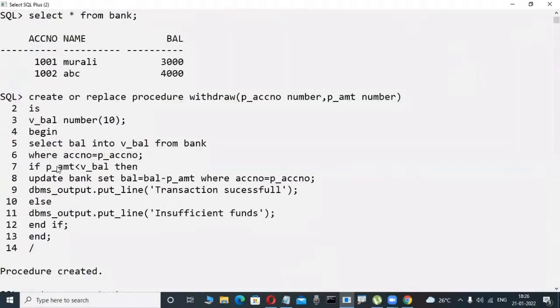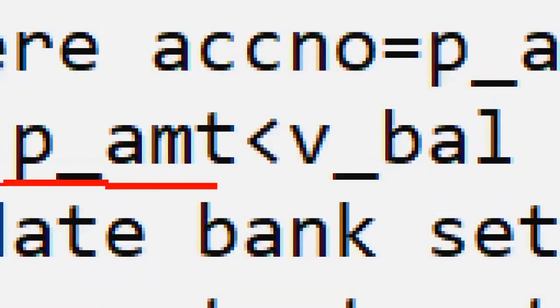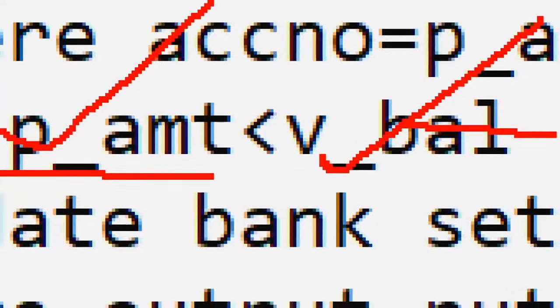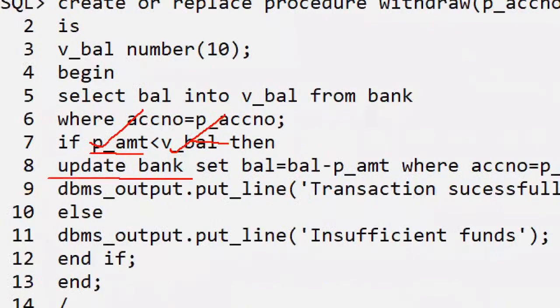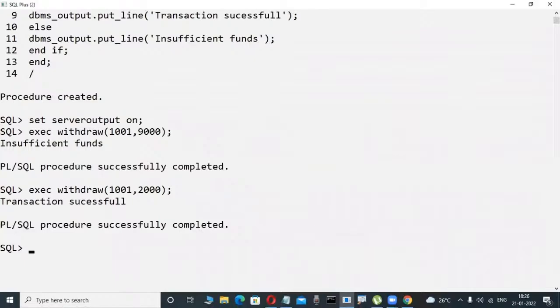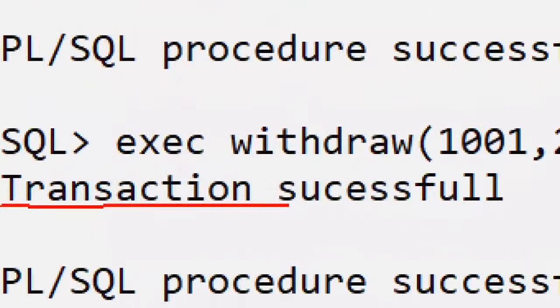So whenever the requested amount, 2,000, is less than the available balance, in this case 3,000, I am updating only the bank table. Bank updating is a modification. The transaction is successful. Now, really correct. Whenever I execute, I want "transaction successful" to be displayed automatically.